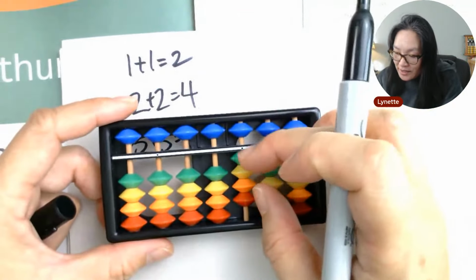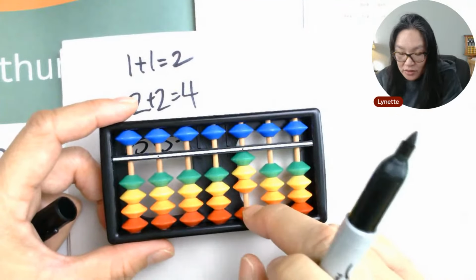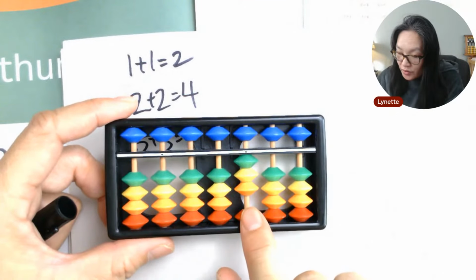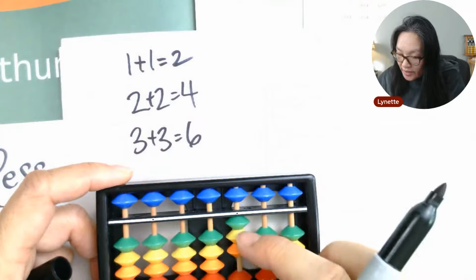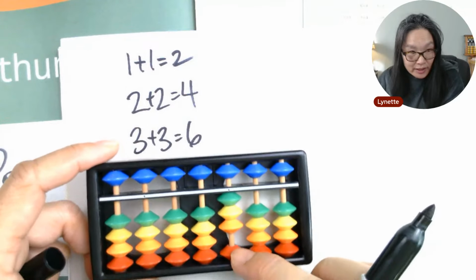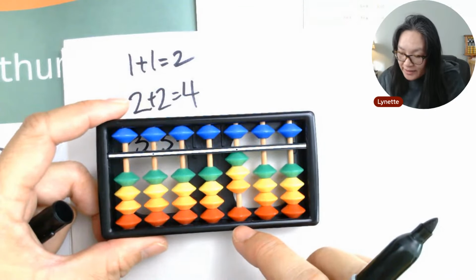But on the abacus, we don't do doubles, because we can't do doubles. When we try to do 3, and then we try to add another 3, well, there's not enough beads to add the 3.